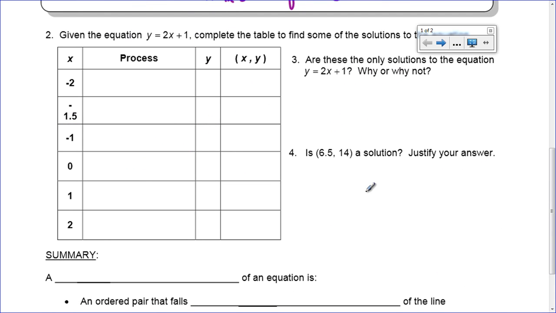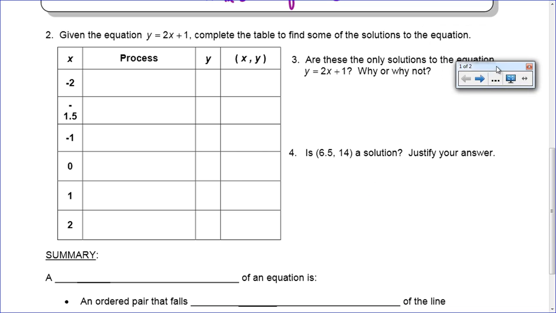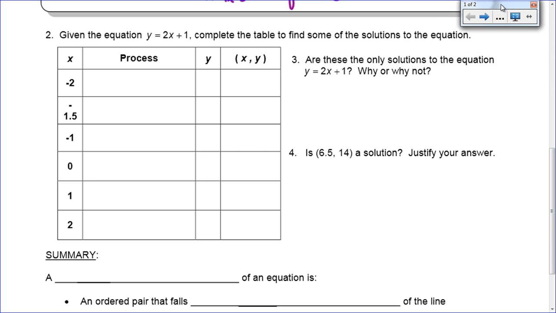So for number 2, using that equation, y equals 2x plus 1, we're going to complete this table right here, and we're going to answer some questions about it. This process column is fairly important, so make sure you are filling it in as you go because it shows you what you did. There's no way to know what to do if you don't know what you did to start with. So if x is negative 2, I'm going to plug that in.